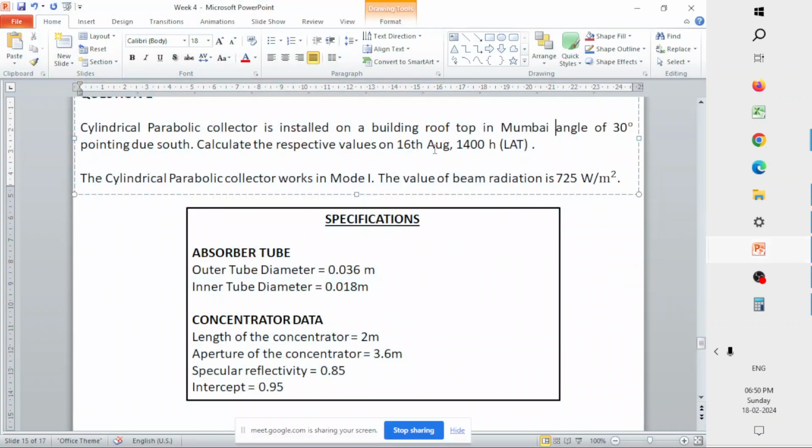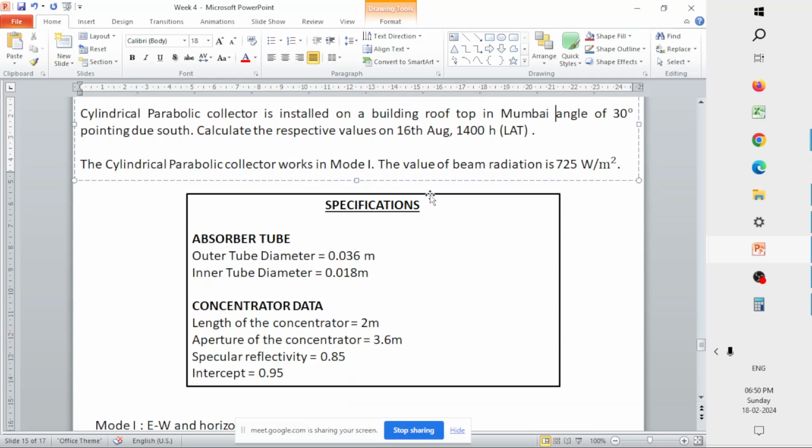And your value of beam radiation is given as 725 watt per meter square. The reason why I am doing this question is because it is very similar to what you will be solving for assignment 4. If you see the assignment 4 question, the last question is specifically focused on what we are going to solve now. So with the remaining time we have, we will be able to solve this question.